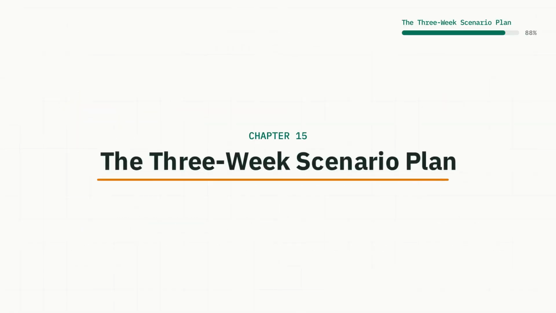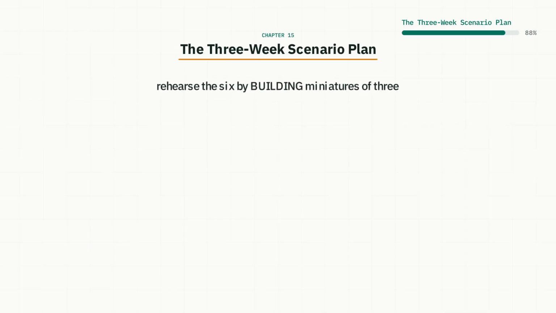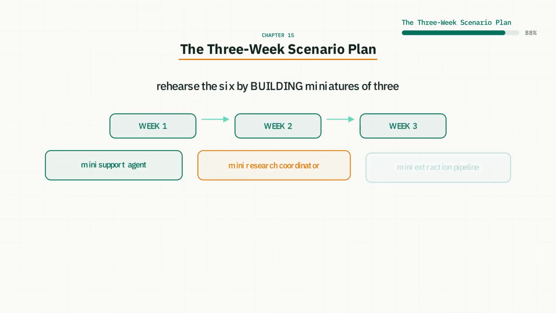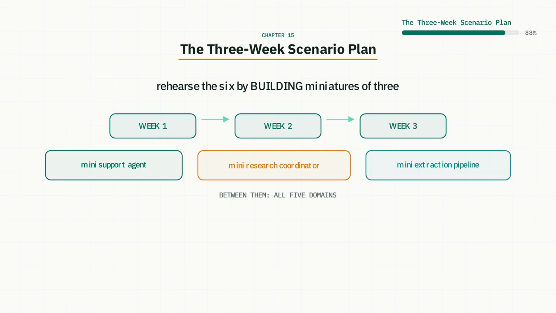Chapter 15, the 3-week scenario plan, 5 to 6 focused hours a week, and the organizing idea follows the exam's own structure. You'll rehearse the 6 scenarios by building miniature versions of 3 of them, which between them touch all 5 domains. If the Agent SDK is new to you, stretch the same plan to 5 weeks, the sequence is the point, and keep one meta rule across all 3 weeks. Every build session ends by writing down in 1 sentence each which law you watched operate. The exam tests recognition, and recognition is built by naming.